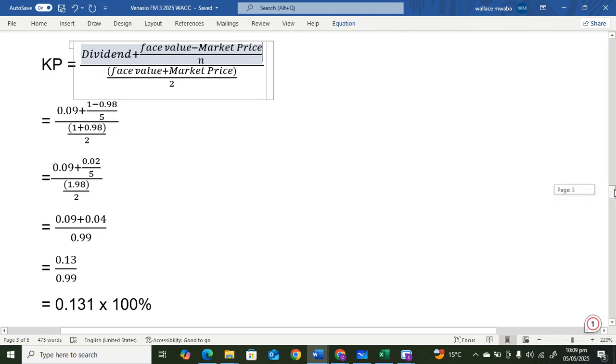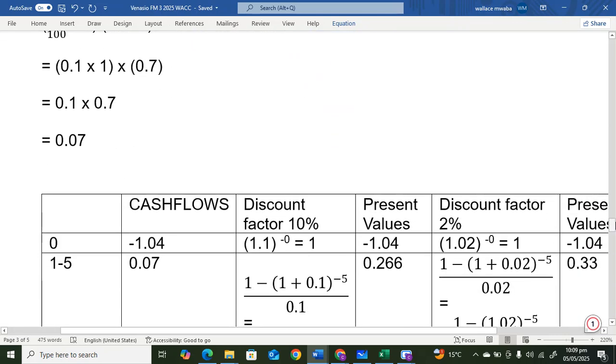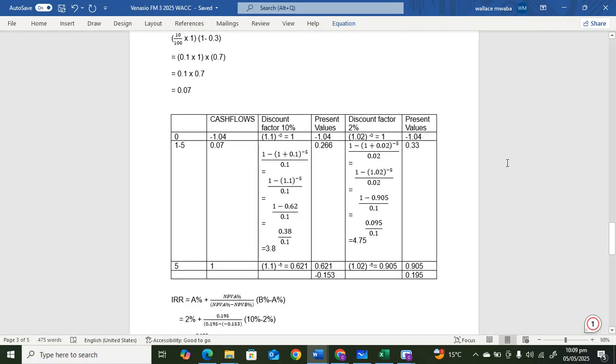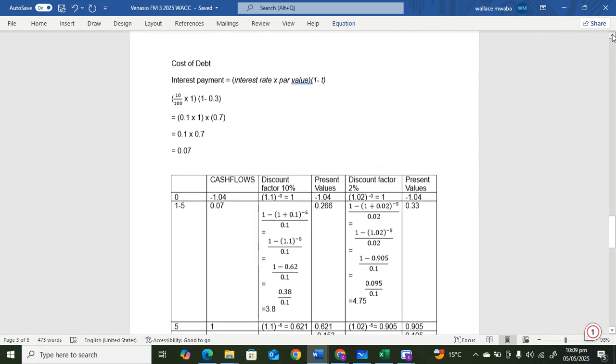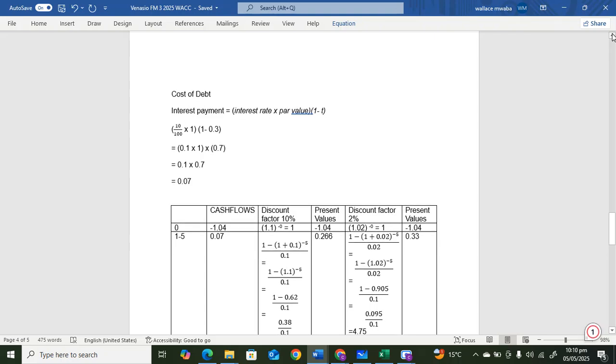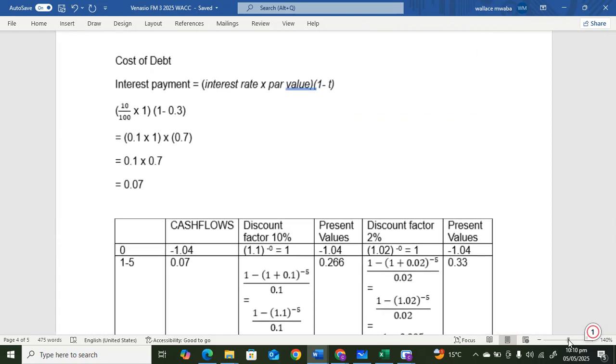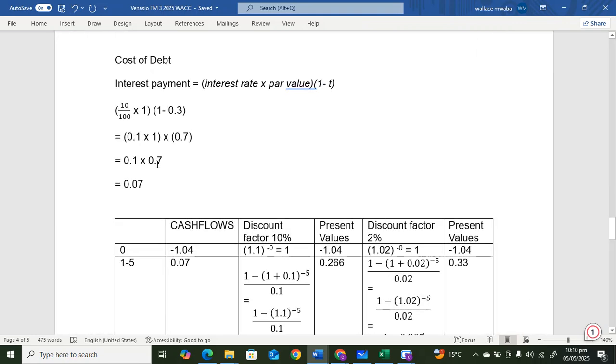For the cost of debentures, when the debentures are redeemable, you use the internal rate of return technique. The first thing you need to do is tabulate the interest payments that will be given when this debt is purchased. To get the interest payment, basically this is the after tax: the interest rate times the par value multiplied by 1 minus t.